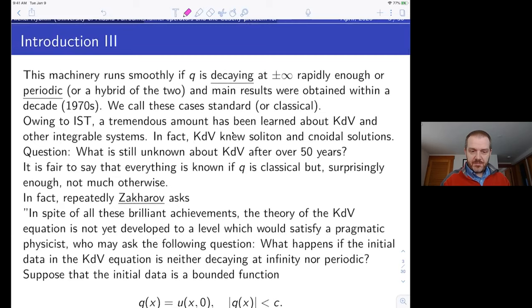As a matter of fact, Korteweg and de Vries knew about soliton and cnoidal wave solutions even back in 1895, but no one gave a damn back then. That's why even these accomplishments were not listed in Korteweg's obituary when he died in the 40s, I think.